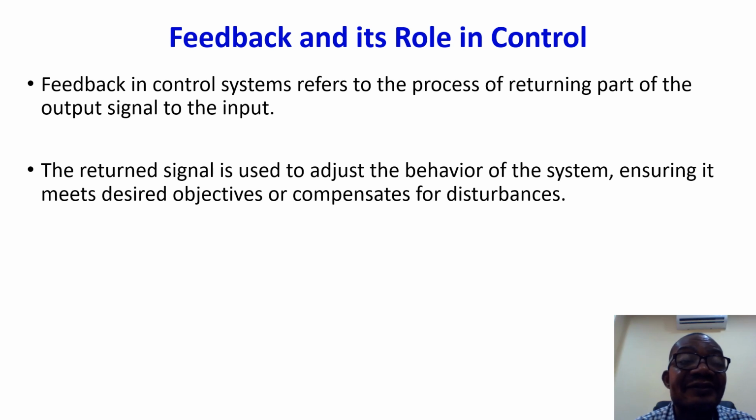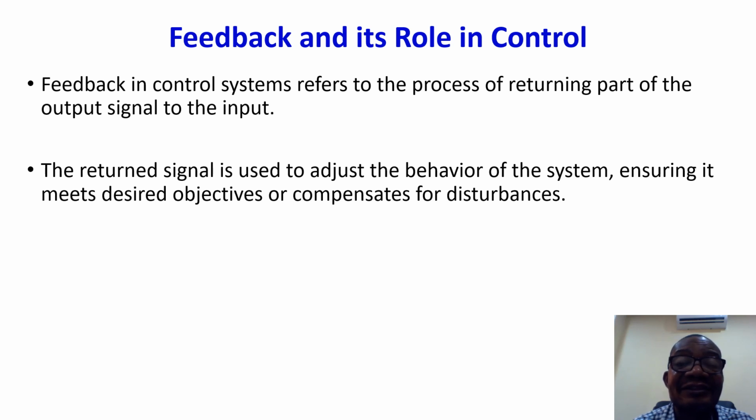What is feedback? Feedback in control systems actually refers to the process of returning part of the output signal to the input. When a control system is able to return the output or part of the output signal back to the input, we say there is feedback.